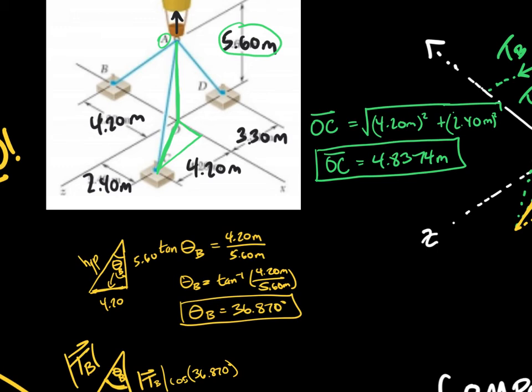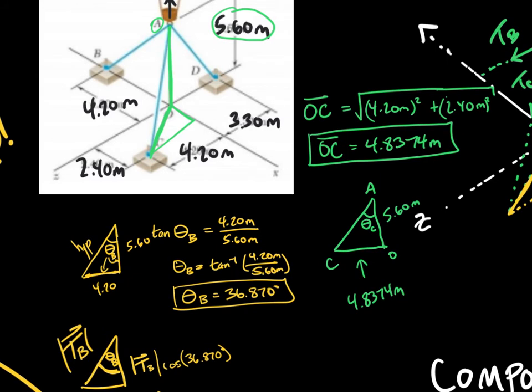So that's OC. So now I know that this triangle, the triangle that I'm working with here, where this is A, this is C, and this is O, the bottom side of it is 4.8374 meters. The vertical side is 5.60 meters. And again, I want this angle, which I'm going to call theta C. So it's going to be just like the other ones, right? Because I know opposite and I know adjacent, so it's going to be tangent.